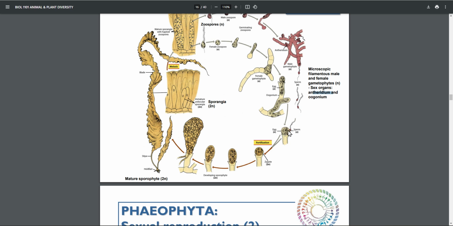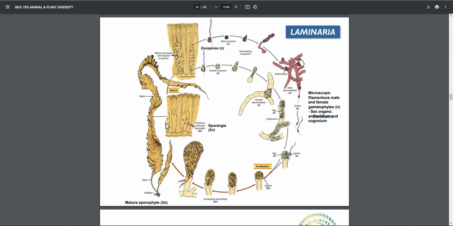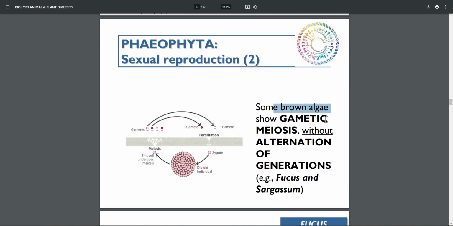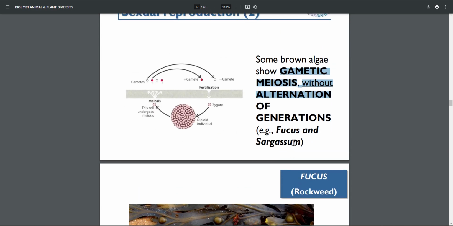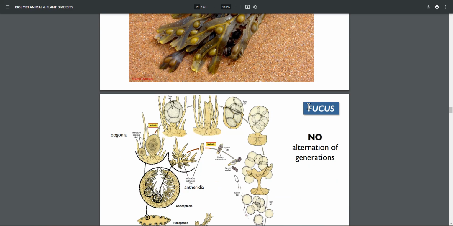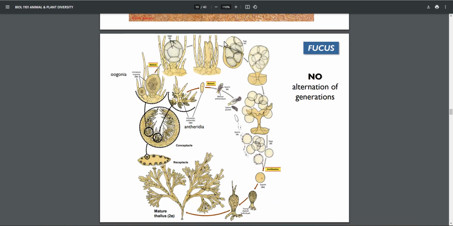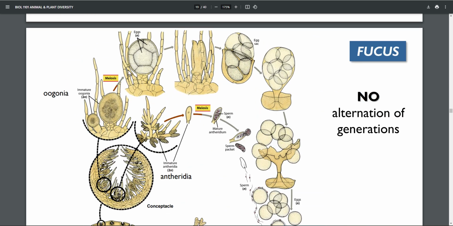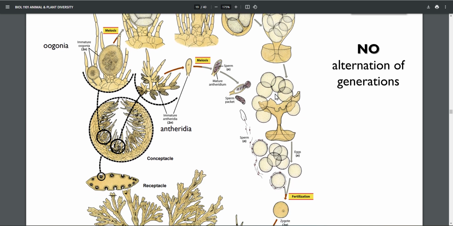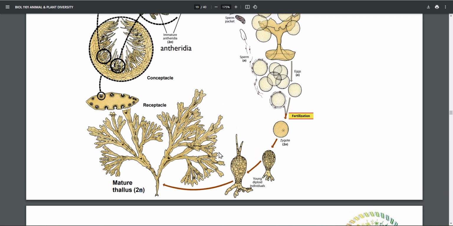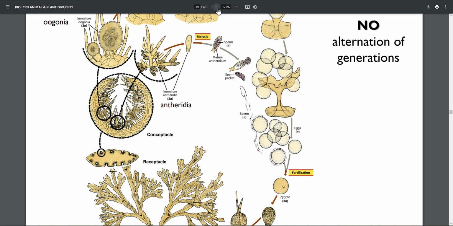The sperm are mobile, the eggs are not. They fuse and fertilize and grow into another individual. So that's the cycle. And then some brown algae use gametic meiosis without alternation of generations, which is how we humans do it. Rockweed does that. Fucus, the mature thallus would produce sperm and egg with meiosis, and then these would be released into the open water, I believe, and then fuse, form a new zygote, and then develop into a diploid individual. This is very simple stuff.